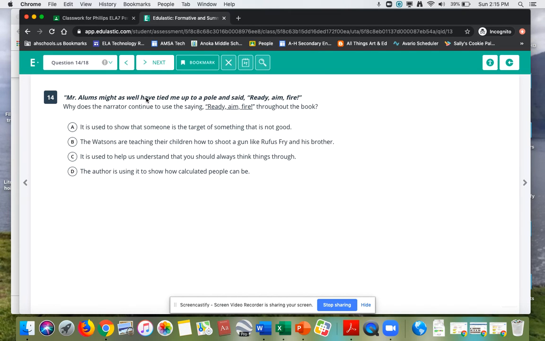14, Mr. Alums might as well have tied me up to a pole and said, ready, aim, fire. Why does the narrator continue to use this saying, ready, aim, fire, throughout the book? What is he trying to use with that expression?